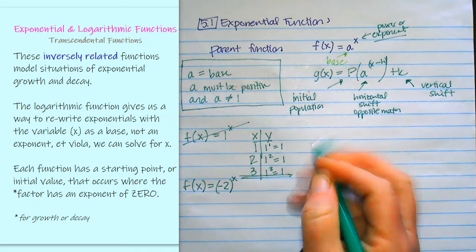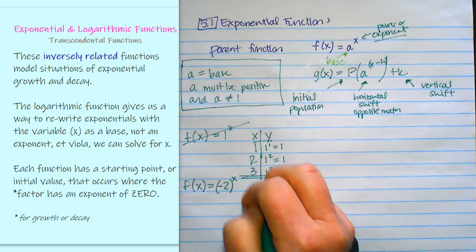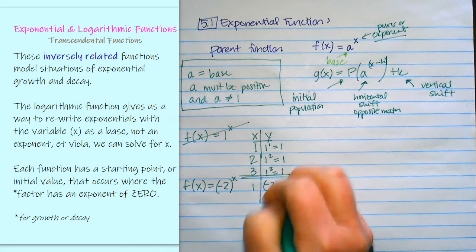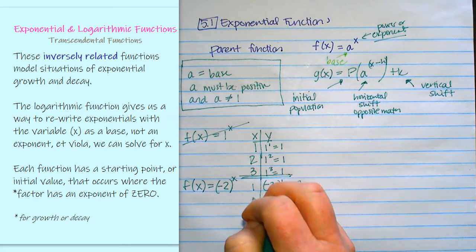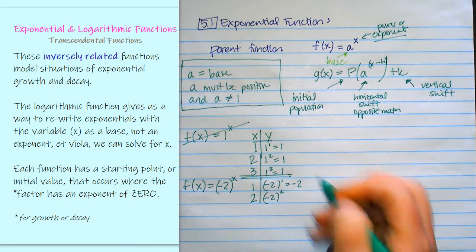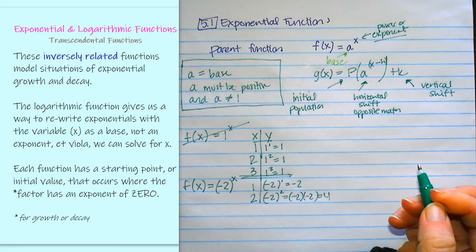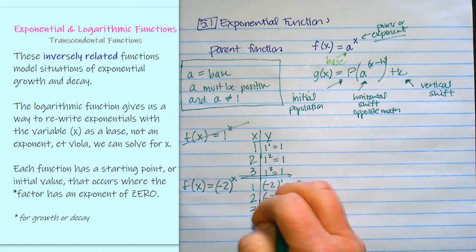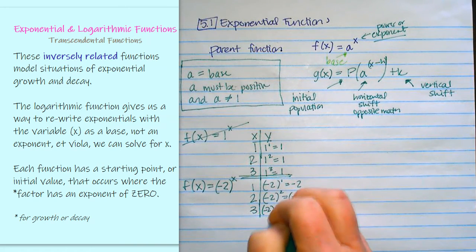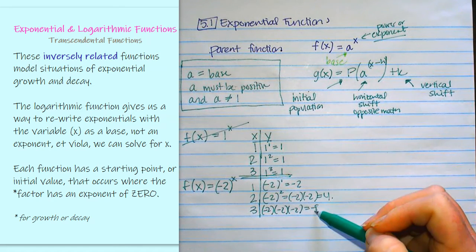So I'm going to start a new xy chart. And that new xy chart is going to say, okay, what if x is 1? Then we're going to have negative 2 to the first power is negative 2. What if it was negative 2 and the exponent was 2? We'd have negative 2 squared, which is negative 2 times negative 2, which is 4. And then if you put 3 on there, you're going to have negative 2, negative 2, negative 2 is negative 8. It goes negative, positive, negative, positive.